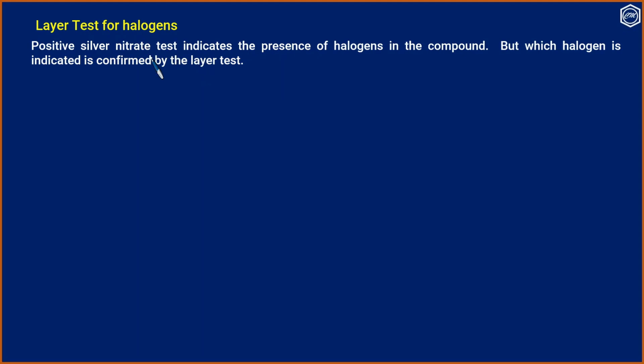Another test for halogen is the layer test. This is mainly done for iodine and bromine. If we get a positive silver nitrate test, that shows the presence of halogens in the compound. But which halogen is indicated is confirmed by the layer test.